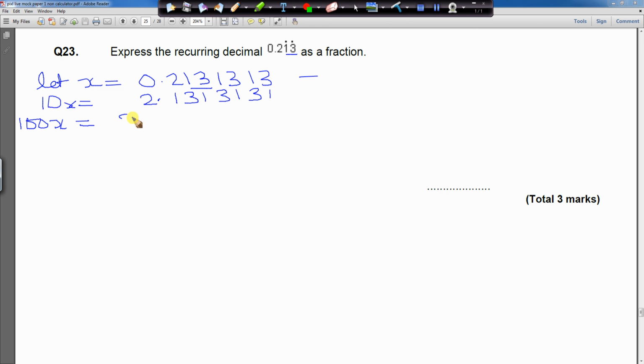100x will give us 21.3131313. And as you can see again, the 2 and the 1 and 3 are not identical numbers. This is the next column, they're not matching up, so that won't help us. We try one more, and this should give us what we're looking for. 1000x, if we multiply this number by 1000, we get 213.1313131. And now we are in good luck.